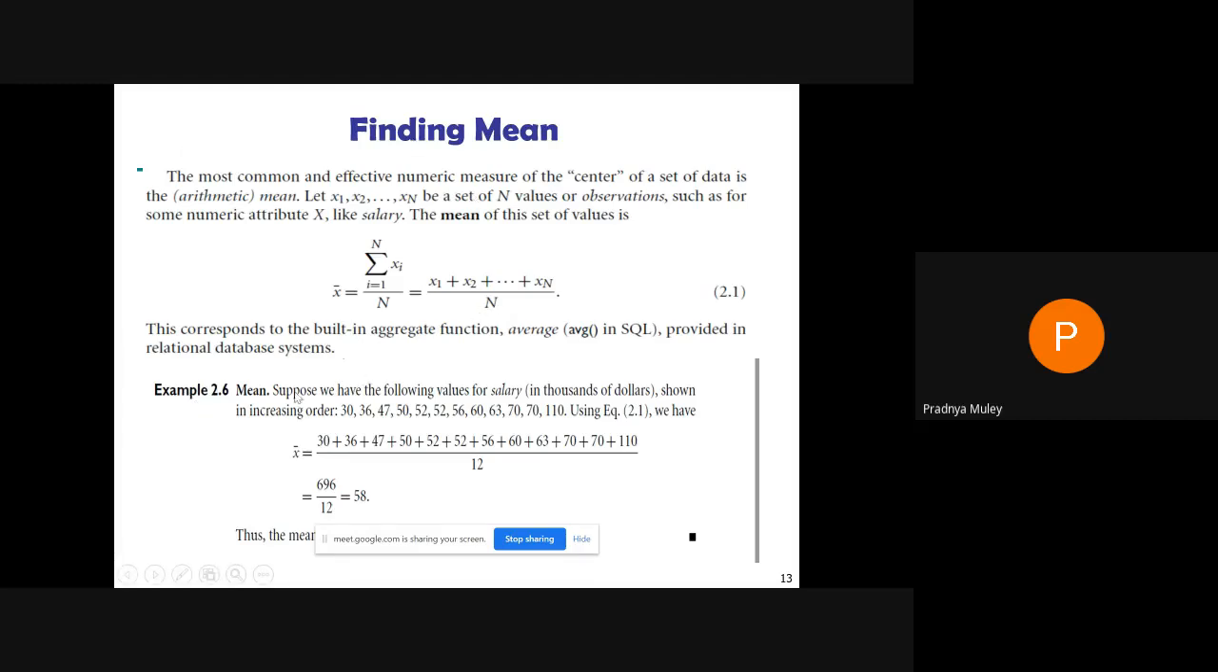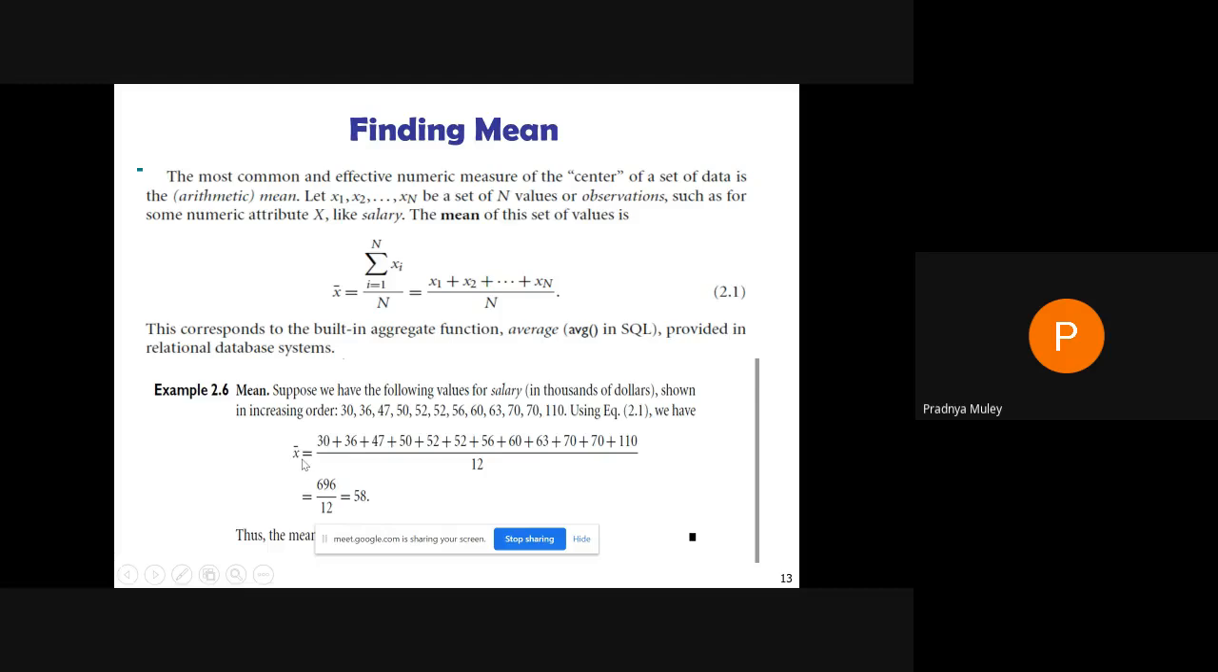Now, for example, suppose we have the following values of salary in thousands of dollars, shown in increasing order. So this is the increasing order of the salary, for example, 30, 36, 47 up to 110. So this is the salary range. So starting salary, it is ordered in increasing order, right?